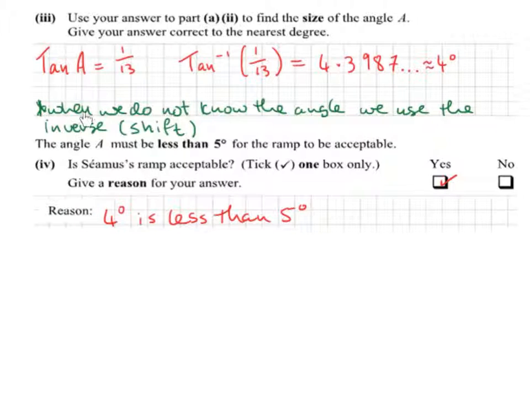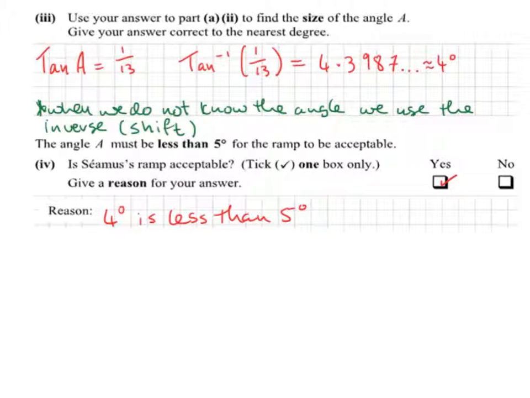So the rule is, when we do not know the angle, so we did not know what angle A was, we use the inverse, which is the shift function. So we press shift and tan, and we get the inverse of tan, tan to the power of -1. So the angle A must be less than 5 degrees for the ramp to be acceptable.